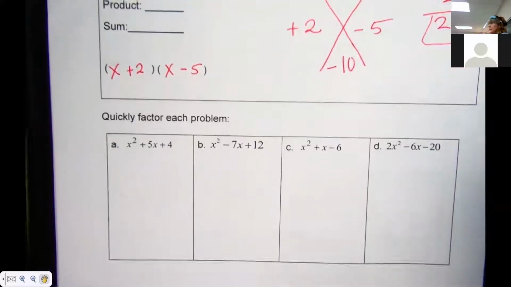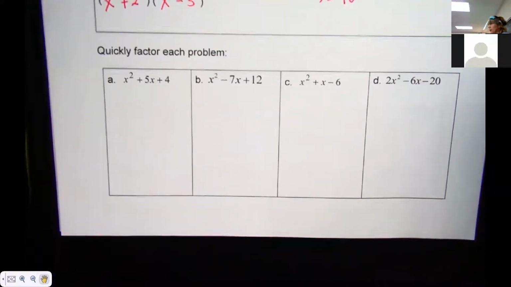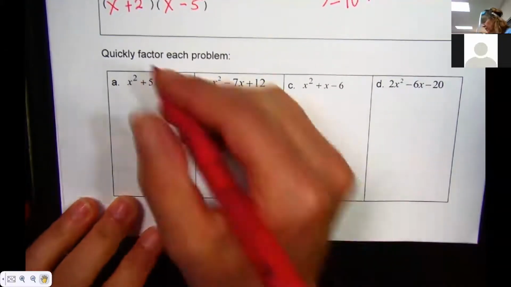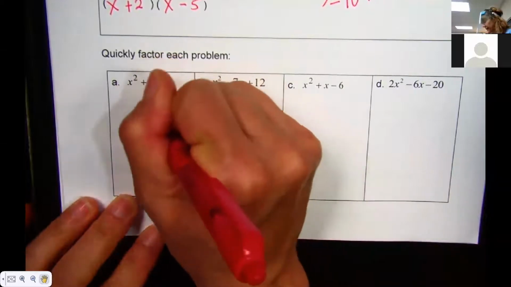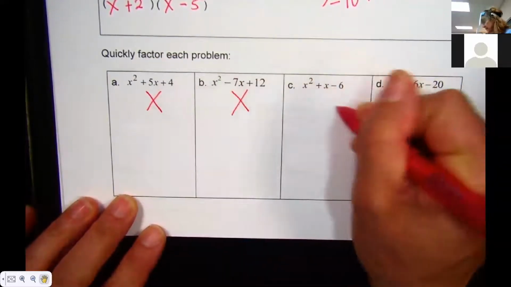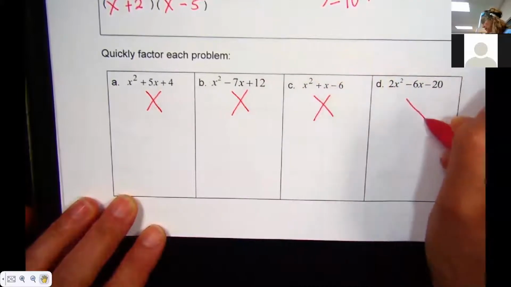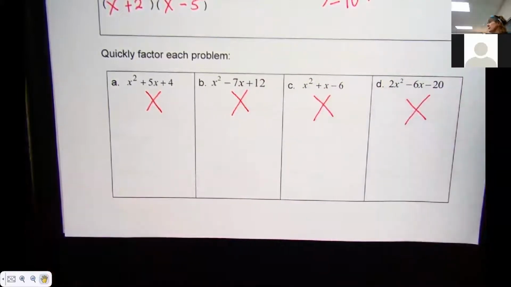Okay, so let's look at the next block down here. So for these last 4 problems, I am going to draw an X to organize my thought process, but I am not listing all of the factors. You guys should know your multiplication facts at this time.